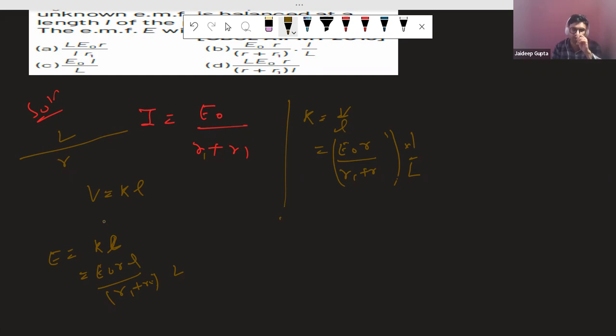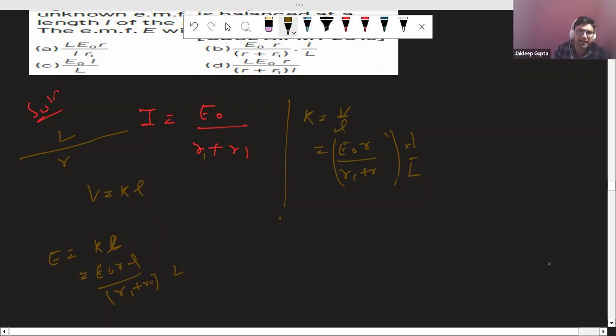Now the second EMF is connected across the circuit. Then the potential drop, the balancing length is L. This is the balancing length. K is calculated as E naught R over R1 plus R.